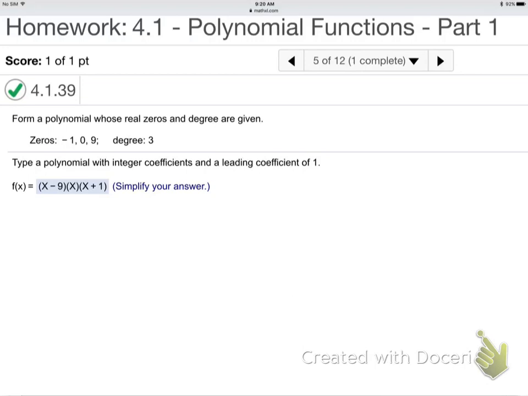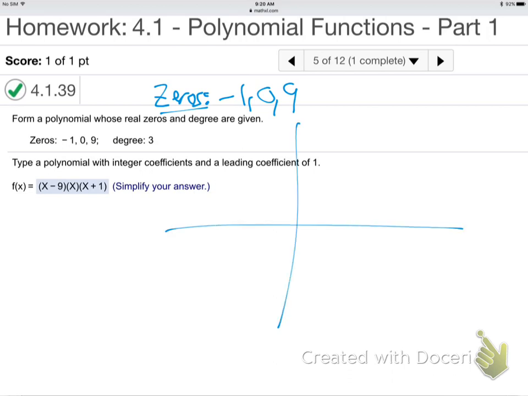So now here's something totally new. Form a polynomial, and there I've actually done it for you already, whose real zeros and degree are given. Okay, what does that mean, zeros? What are the zeros of a polynomial? It says the zeros are -1, 0, 9. Do you guys know those are x-intercept points? Zeros are x-intercept points. It's points where the graph is at a height of 0.